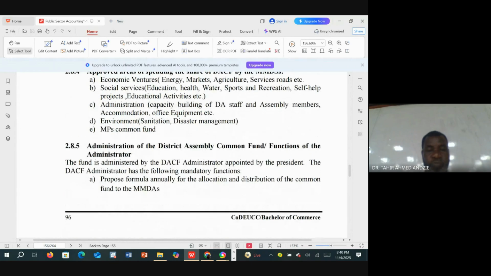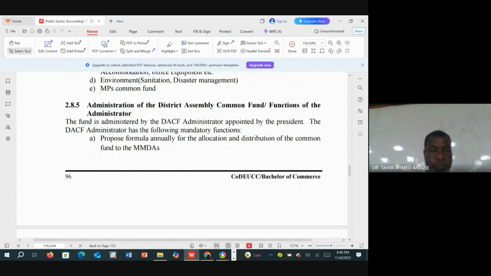Then we have the administrator of the District Assembly Common Fund. The functions of the administrator. It used to be Natoshi under the NPP. I don't know who is now the current administrator under the NDC, but you can find out. So the fund is administered by the District Assembly Common Fund Administrator appointed by the President. The administrator has the following mandatory functions.